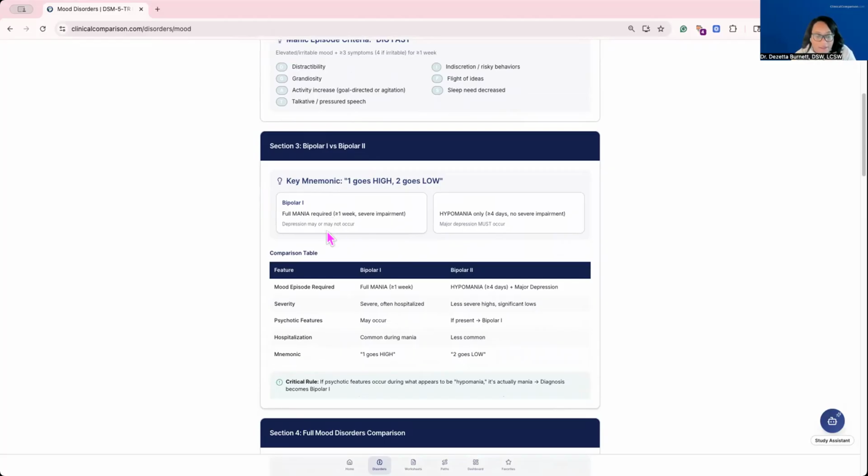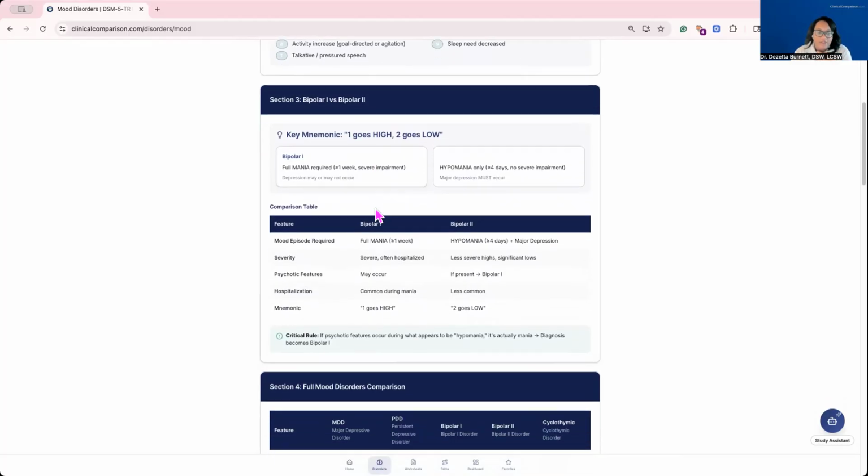Also, if psychotic features occur during what looks like hypomania, that's not hypomania, it's mania. You've got to move that over to mania, and the diagnosis becomes bipolar 1, because psychotic features mean mania, and mania equals bipolar 1 always, just like one manic episode ever, bipolar 1 forever. So now let's look at the chart. I want to take you to the chart.